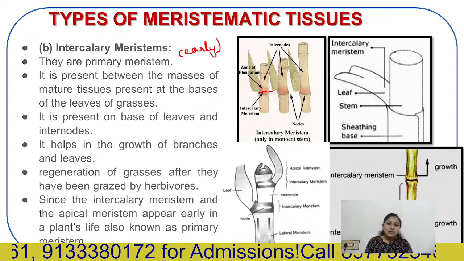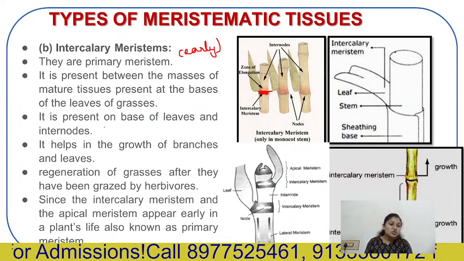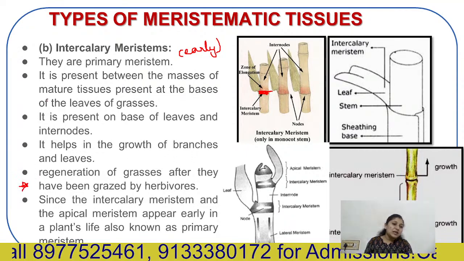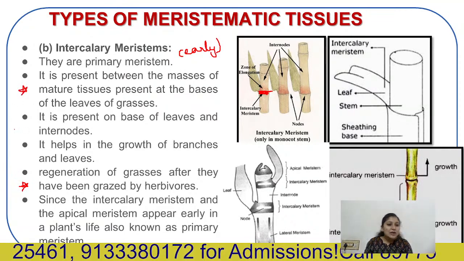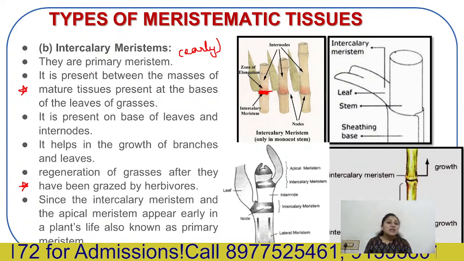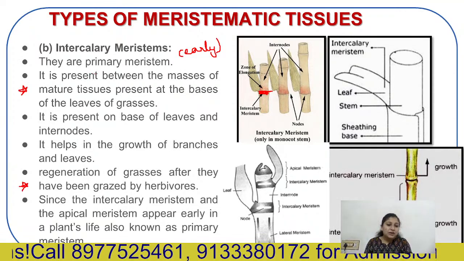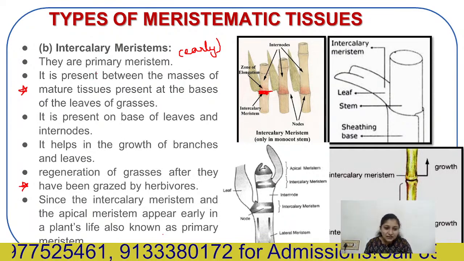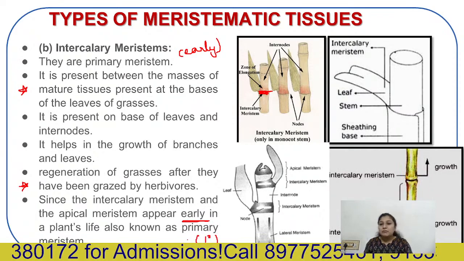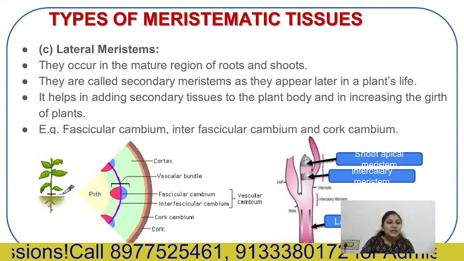It is present at the node region, at the base of leaves and internodes, so it helps in the growth of the branches and the leaves. And a very important point for NEET: regeneration of grasses after they are grazed by herbivores is because of the intercalary meristem. Since it appears early in the plant's life, it is called primary meristem.